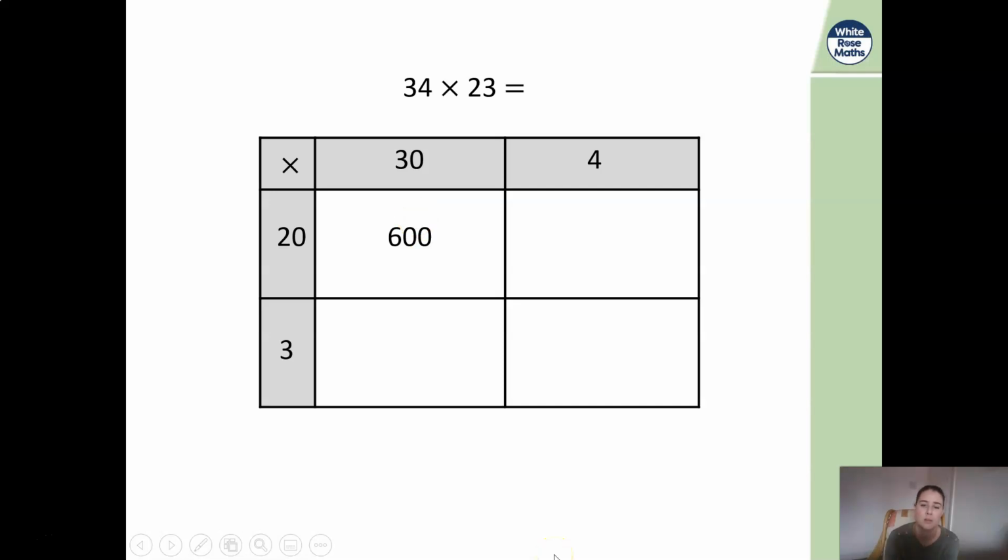Here we're going to do our 4 multiplied by 20. Here again, we can do our 2 times our 4. We know that's 8. But because we have 1 zero, we then need to multiply it by 10. And 8 times 10 is 80.